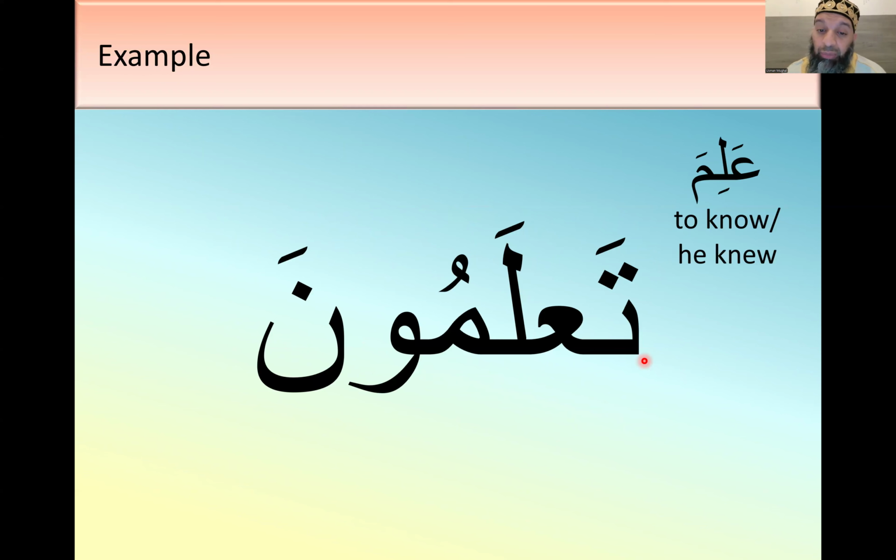So, ta'lamuna now. What's ta'lamuna? Alima is to know. You can see alima here. What's ta'lamuna mean? You can look at your tables. I don't expect you to know it yet. Excellent. You all know.